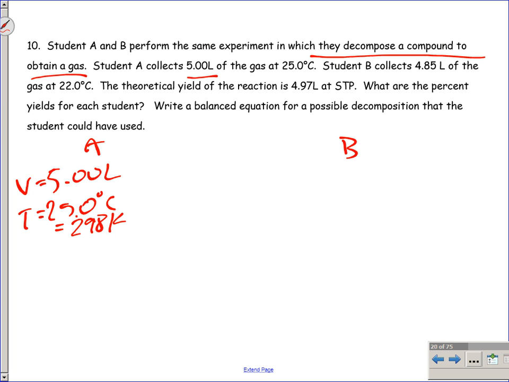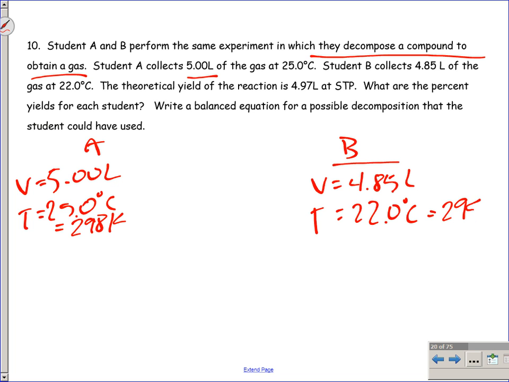Yeah, we're good. Student B collects a volume of 4.85 liters of gas at 22 degrees Celsius. What's that in Kelvin? 295 Kelvin. Who has these givens written down for number 10? If you don't, write them down now. I promise you, I am modeling appropriate methods of solving. I'm not doing it just for me. This is for you to give yourself a step up on how to approach a problem.